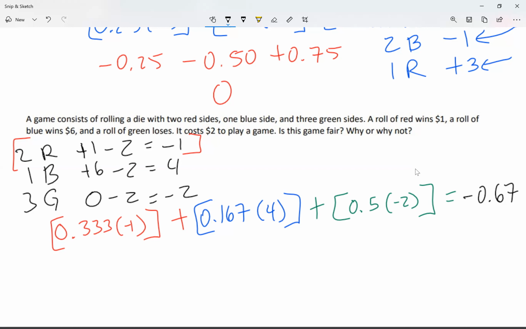Like I said, sometimes I might win some money, sometimes I might lose some money, but in the long run, on average, I'm expected to lose 67 cents on each game. Yeah, definitely not playing this game. Not good.